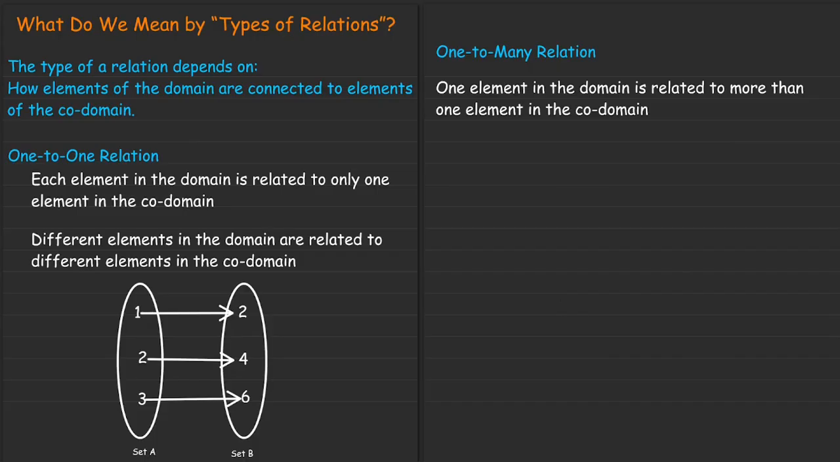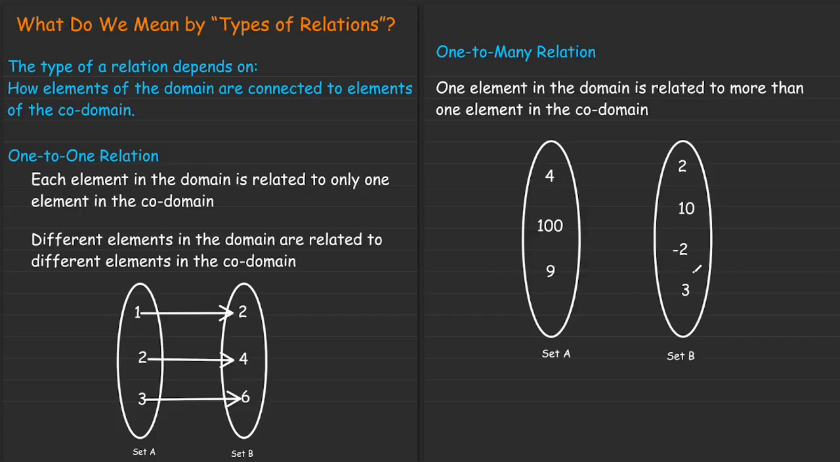So that is the one-to-many relation, and there are many real life examples we can look at. For instance, a mother having many children. There is just one mother in the domain, and she has more than one child. Then a teacher having many students. Mathematically, you can say the square root of perfect squares.